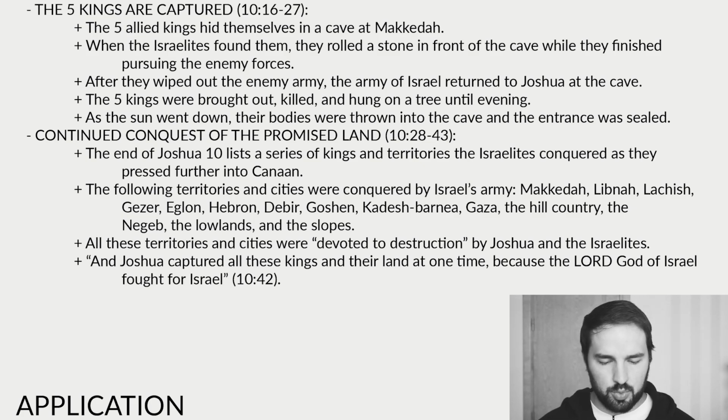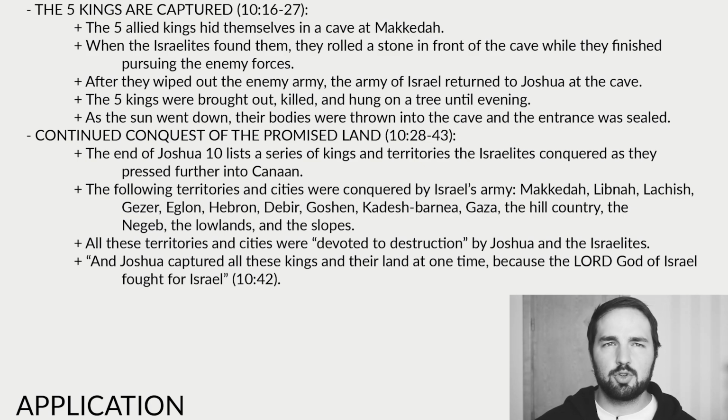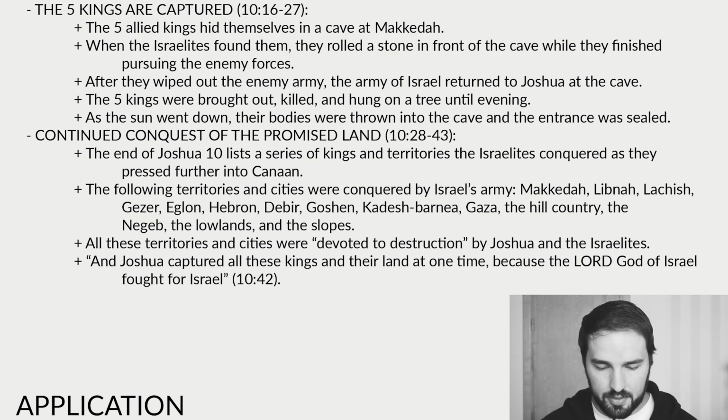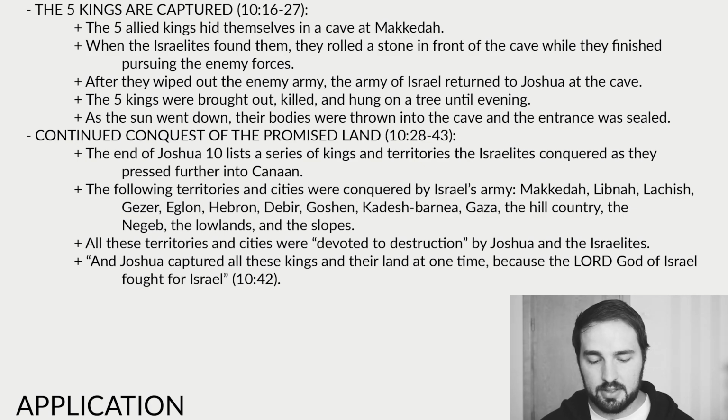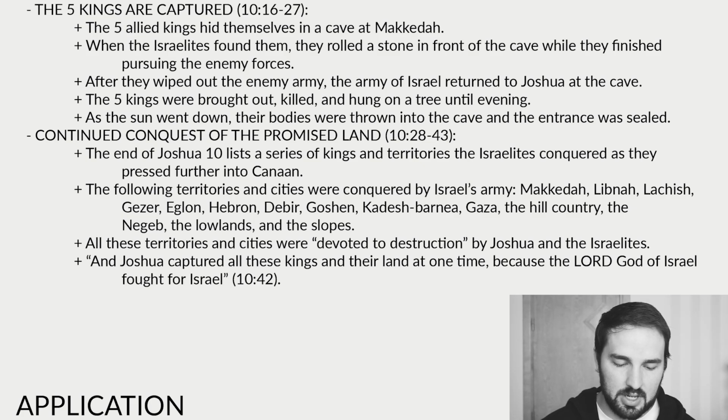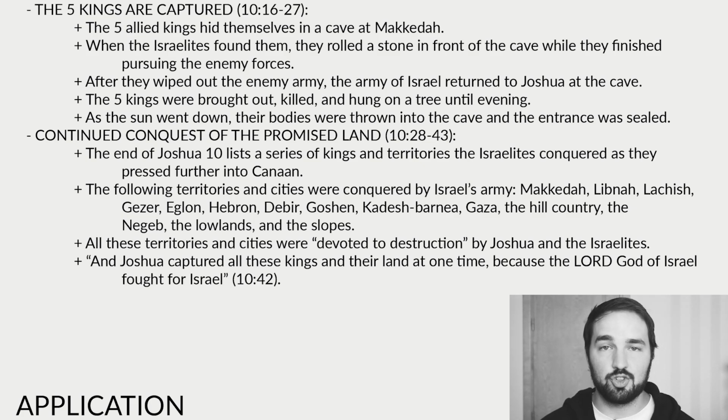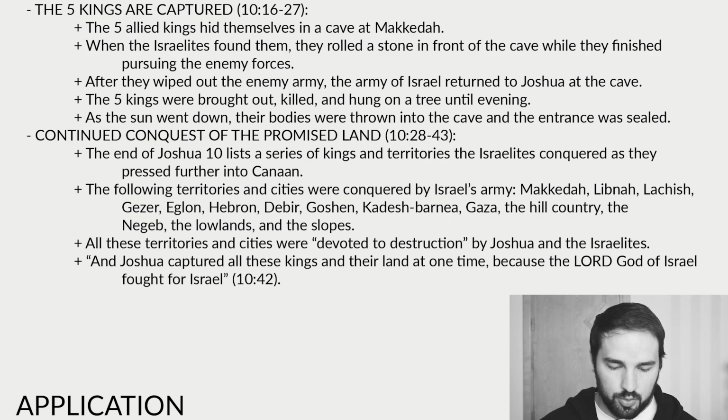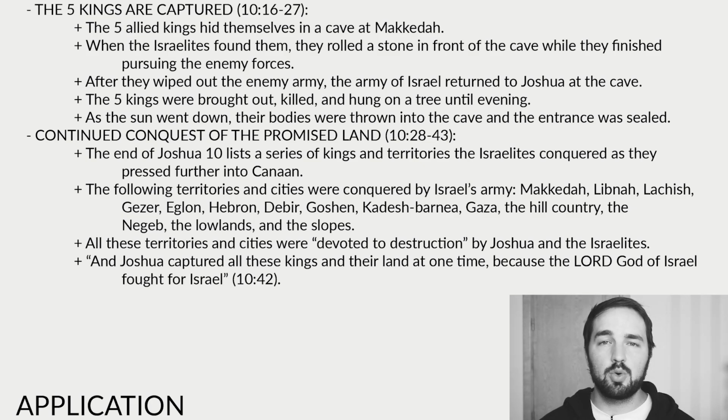So the end of Joshua 10 lists a series of kings and their territories that the Israelites conquered. These are mostly in southern Canaan. We'll talk about northern Canaan in the next chapter. The following territories and cities were conquered and are listed in the text, and you can find many of them on the map: Makkedah, Libnah, Lachish, Gezer, Eglon, Hebron, Debir, Goshen, Kadesh Barnea, Gaza, the hill country, the Negev, the lowlands, and the slopes. All of these territories and cities were, quote, devoted to destruction by Joshua and the Israelites.